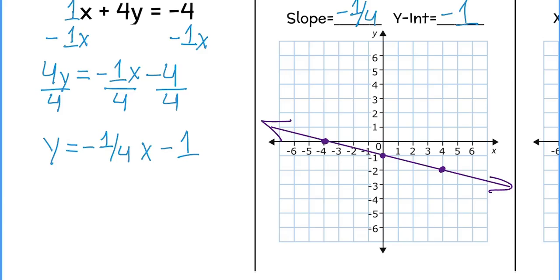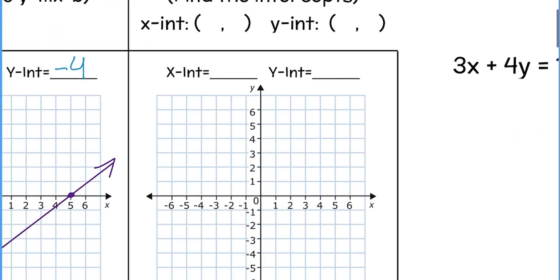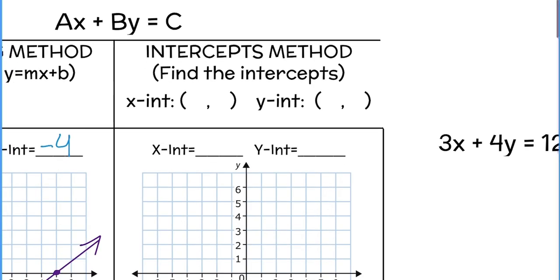All right, the next method we are going to use, we are going to find our intercepts. When we have an x-intercept, we have a 0 in our y spot on our coordinate and a number in our x spot right here, obviously. And when we have a y-intercept, we have a 0 in our x spot and a number in our y spot.